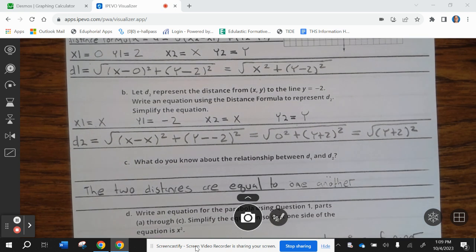Now, what do you know about the relationship d1 and d2? The two distances are equal to one another.